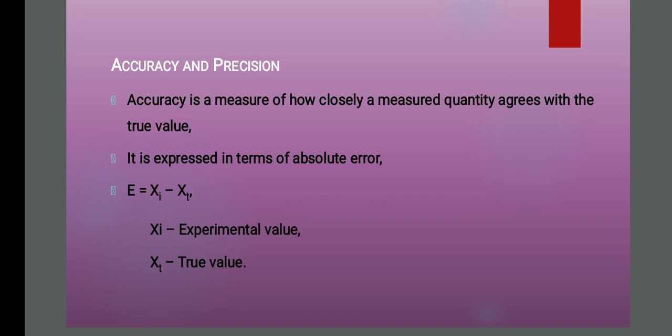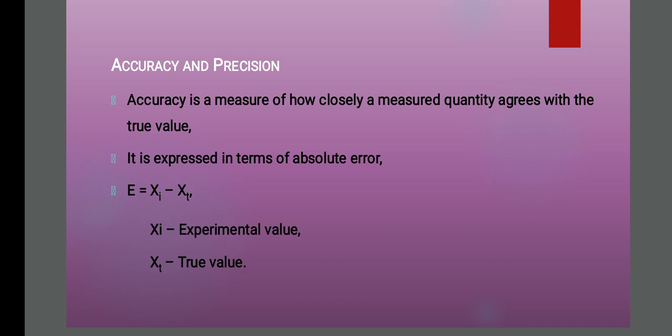Now we can say what is said to be accuracy. Accuracy is a measure of how closely a measured quantity agrees with the true value. True value is the original value. It is expressed in terms of error called as absolute error. An absolute error is given by the symbol E. E is equal to xi minus xt, where xi is the experimental value and xt is the true value.